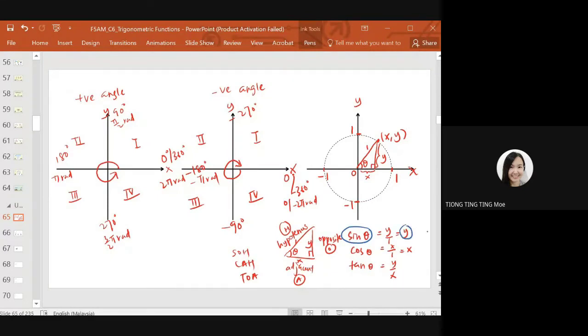So from here, it brings you some very important information. From here you can see sin theta equal to Y and cos theta equal to X. So for this coordinate in the unit circle, we can apply that X actually is cos theta and your Y is sin theta. This one is very important. Okay, X is cos theta, and Y is sin theta.